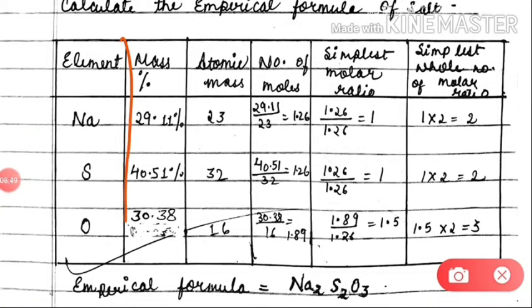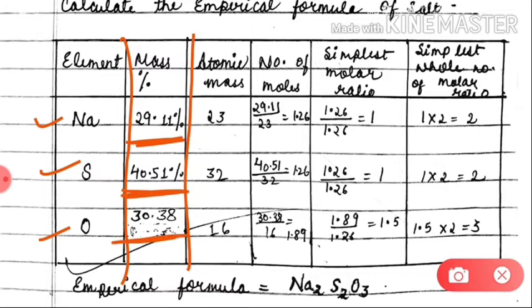First column, element: sodium, sulfur, oxygen. Second column, we write the mass percentage: 29.11, 40.51, and oxygen 30.38. In the third column, we write the atomic mass, that is 23, 32, 16. And in the next column, we write the number of moles. Number of moles means mass percentage of sodium upon 23, that comes 1.26.